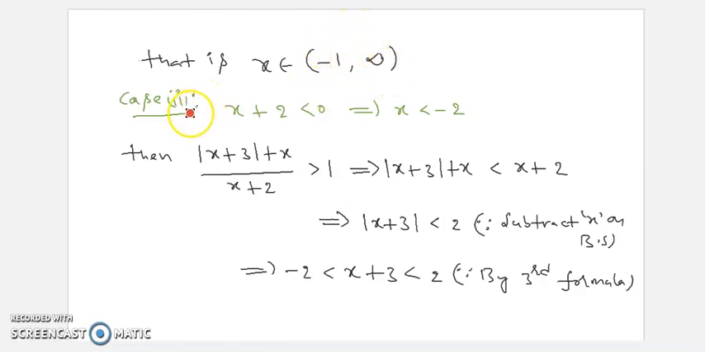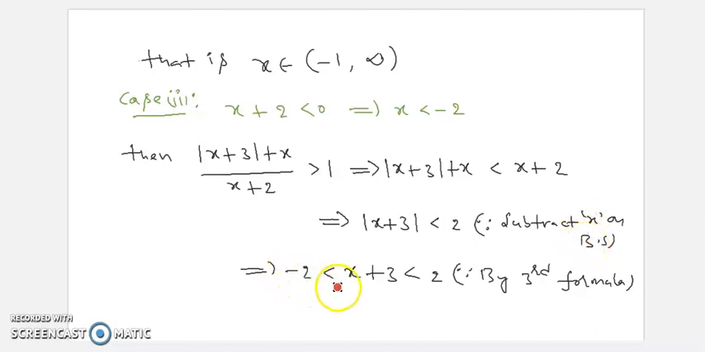Now coming to case 2, the denominator value x plus 2 is less than 0. That implies x less than minus 2. So denominator value is less than 0 means the inequality symbol is changed in the given problem. That's why modulus x plus 3 plus x, here the inequality symbol is changed, less than x plus 2. That implies mod x plus 3 less than 2, subtract x on both sides.